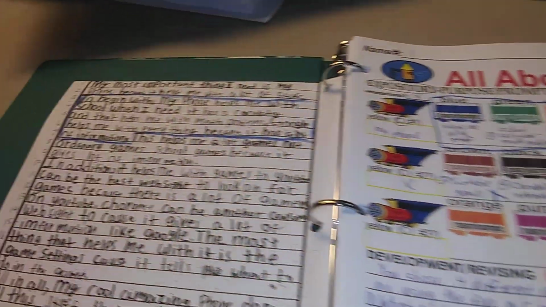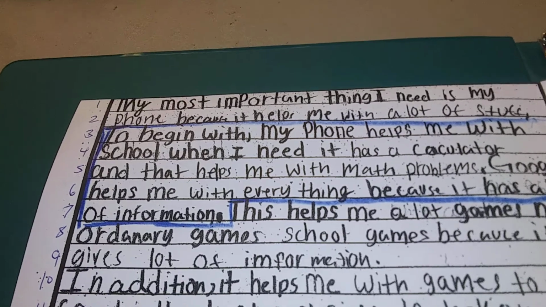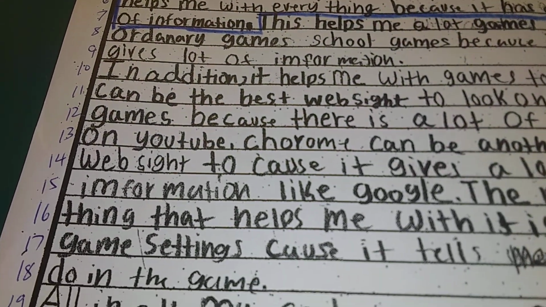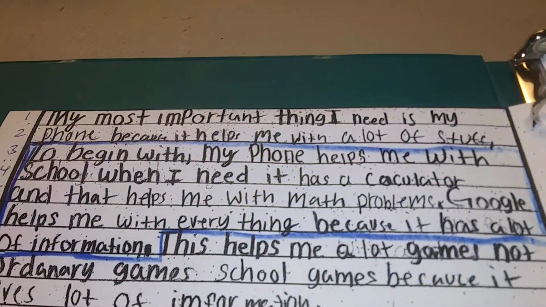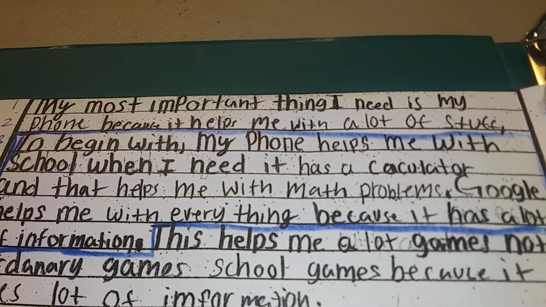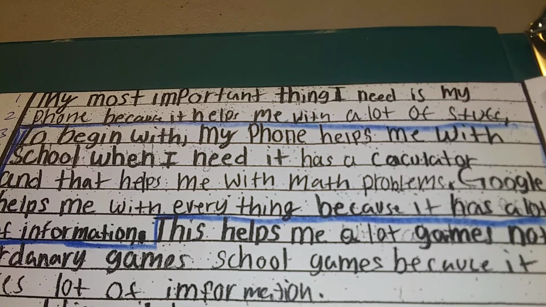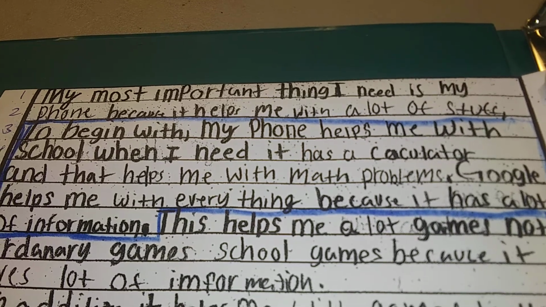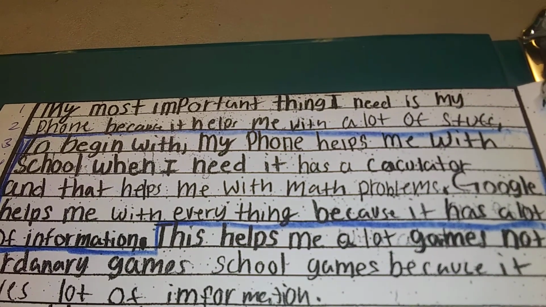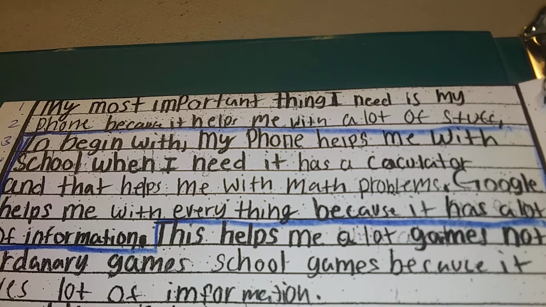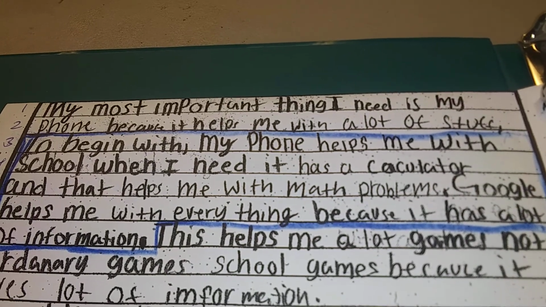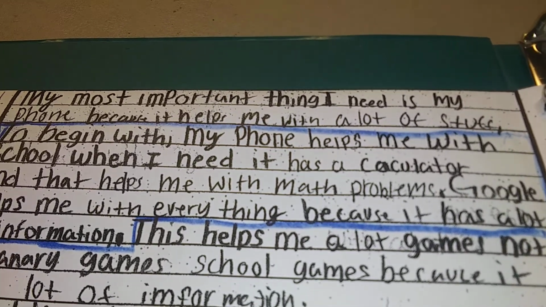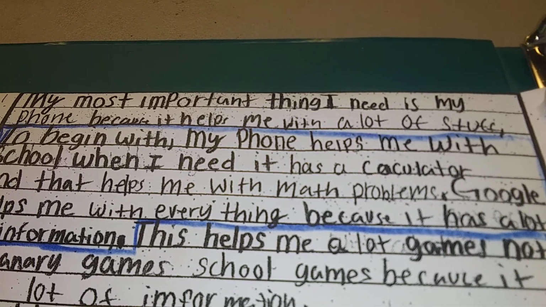So I want you to notice that what I did was I went ahead and numbered all the students' lines first. That way, if there's issues, there's mistakes, I can talk to them about them. But I boxed and exploded just the one part in the body that I felt like we could work with. He says, the most important thing I need is my phone because it helps me with lots of stuff. Okay? We're going to try and get rid of things that are off-limit words like stuff.